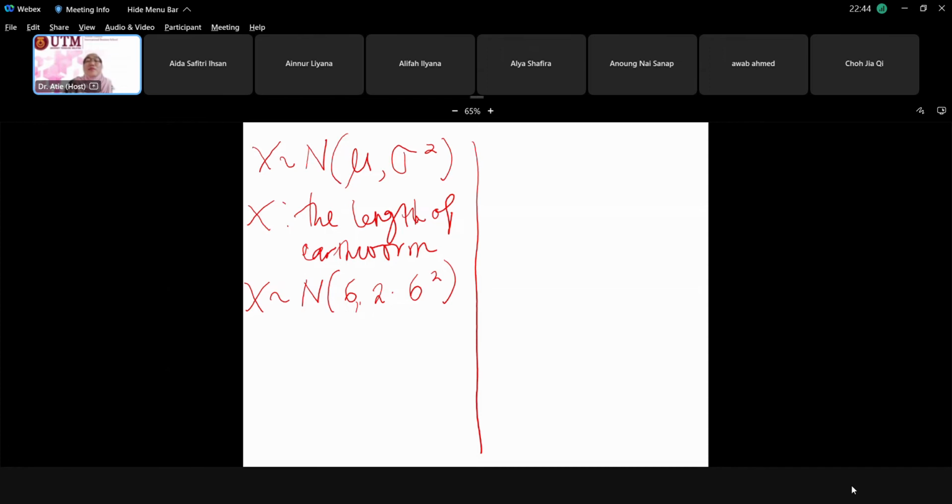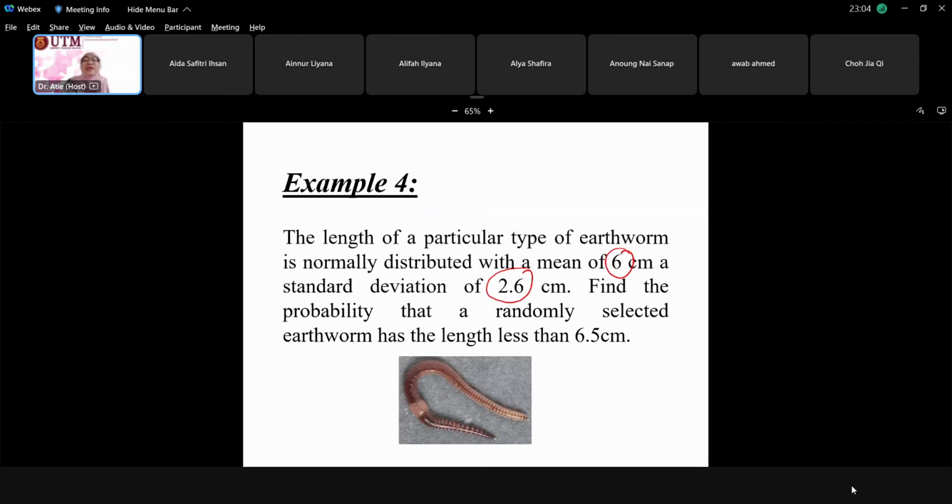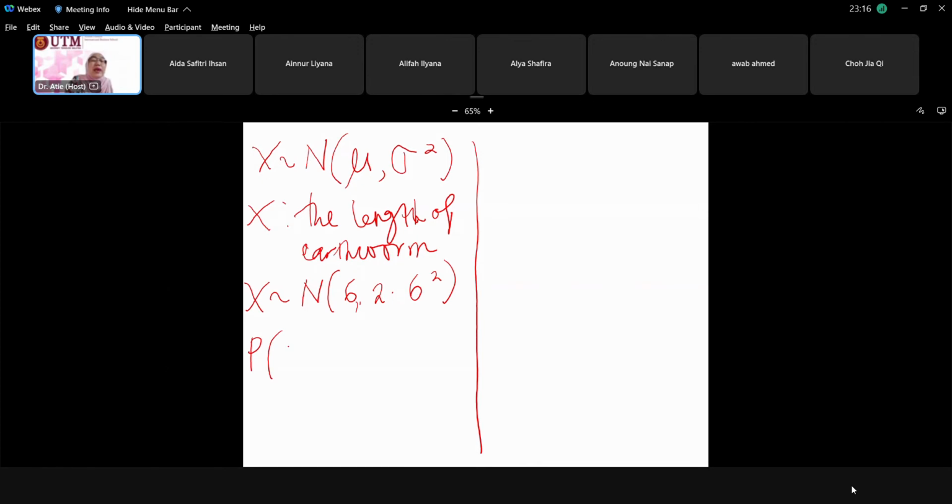So this is how you start to answer a question in this statistics class, right? Once you get this distribution, it will be easy for you to answer the question. Now the question asks us to find the probability that the length of the earthworm is less than 6.5. So we are looking for the probability P(X < 6.5), where X is the length of the earthworm.